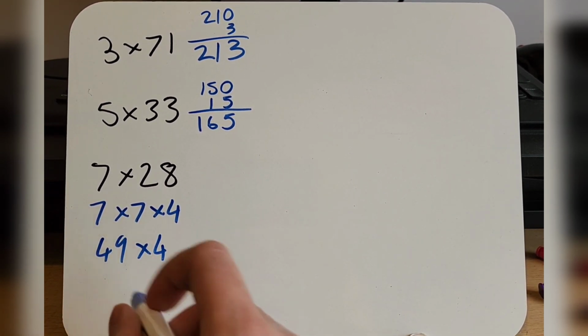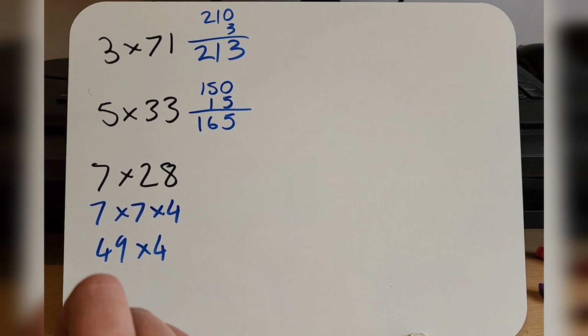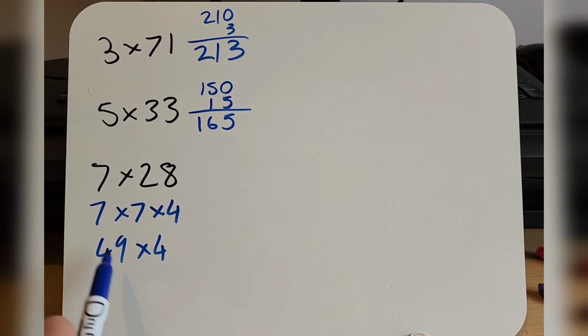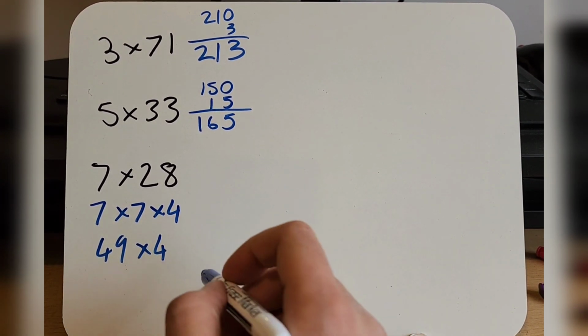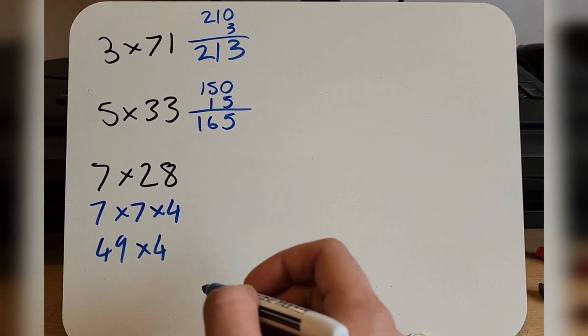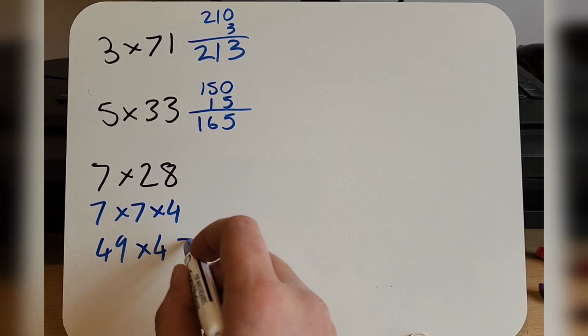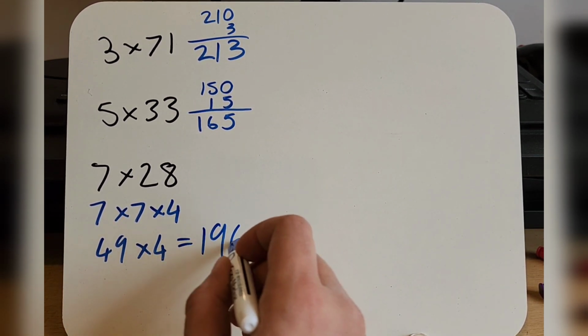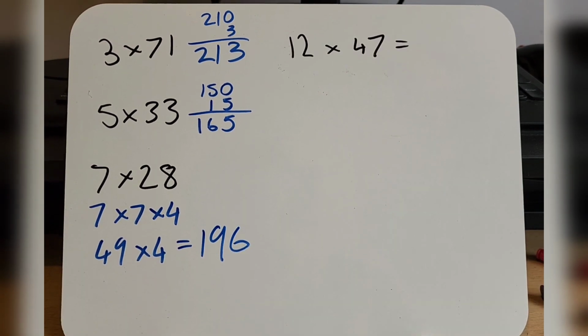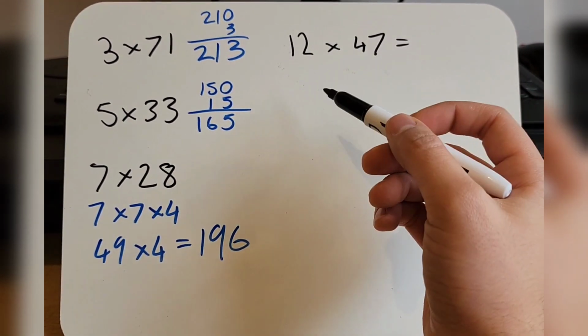Personally, for me, this is quite an easy calculation because I can use compensation. It's 1 away from 50. So 50 times 4 is going to be 200. And then I just minus 4 off that because I borrowed 4 sets of 1, which is going to leave me 196. So I originally made a mistake with this question, 12 times 47.